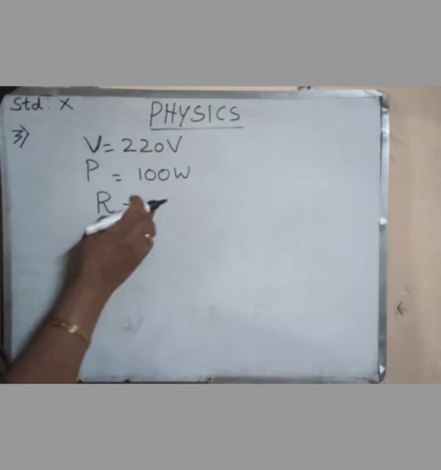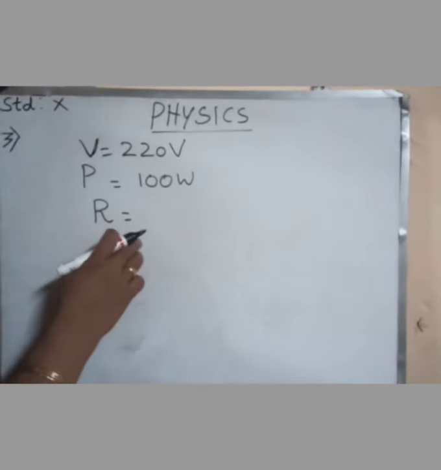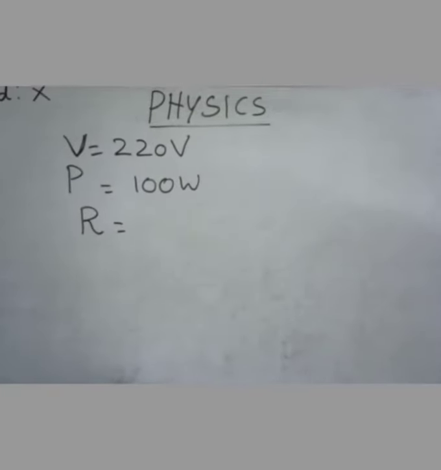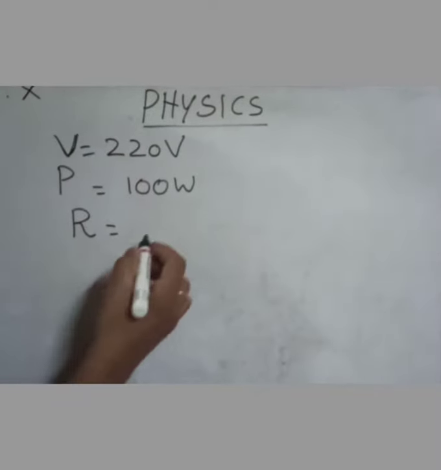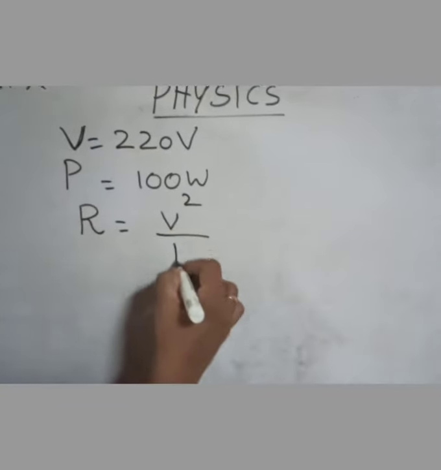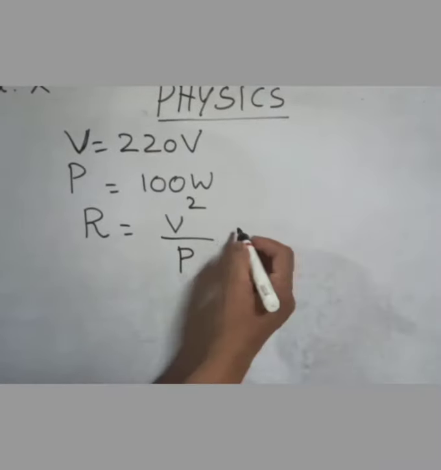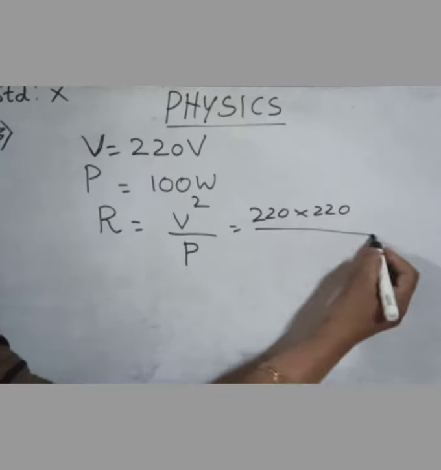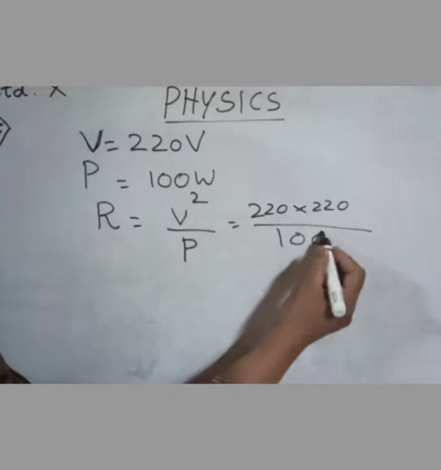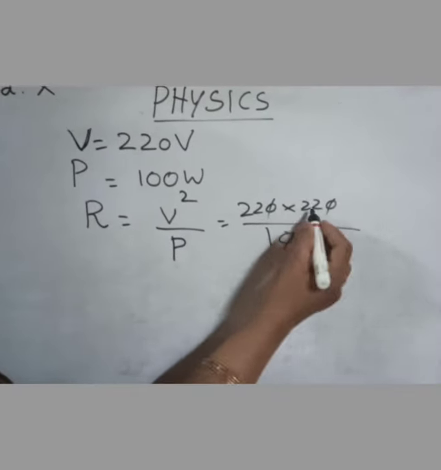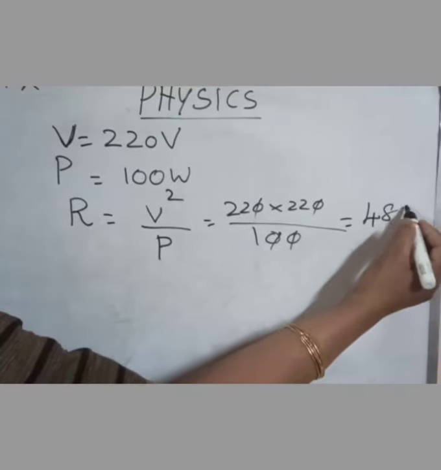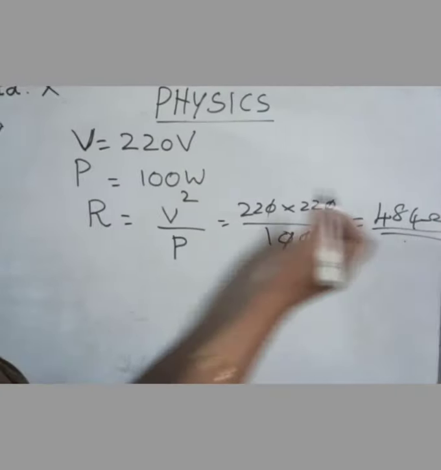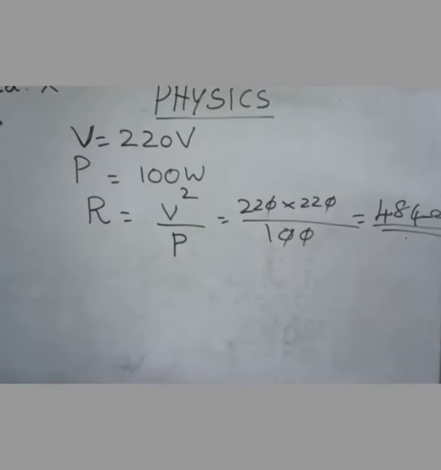In our houses, parallel combination is used. So, we know that the formula P is equal to V square by R. So, R is equal to V square by P. So, here 220 into 220 divided by power, which is 100. The 0, 0 you will cancel. What is 22 into 22? 484 ohm resistance. This much resistance is the electrical appliance, that means the electrical bulb.